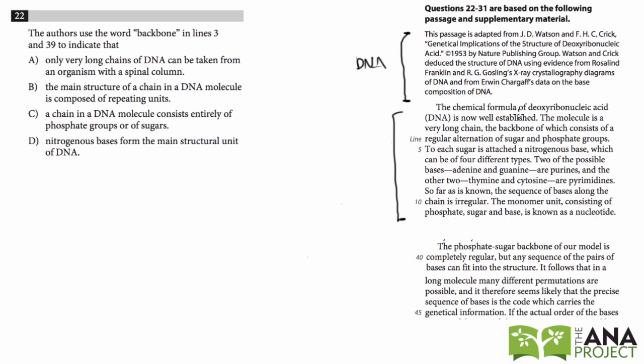The chemical formula of DNA is now well established. The molecule is a very long chain, the backbone of which consists of a regular alternation of sugar and phosphate groups. To each sugar is attached a nitrogenous base, which can be of four different types. Two of the possible bases, adenine and guanine, are purines, and the other two, thymine and cytosine, are pyrimidines. So far as is known, the sequence of bases along the chain is irregular. The monomer unit consisting of phosphate, sugar, and base is known as a nucleotide.